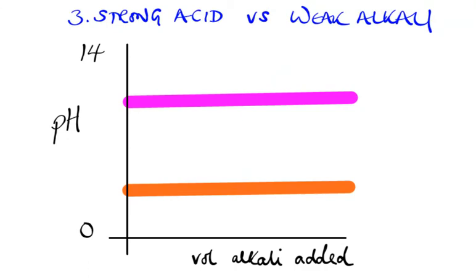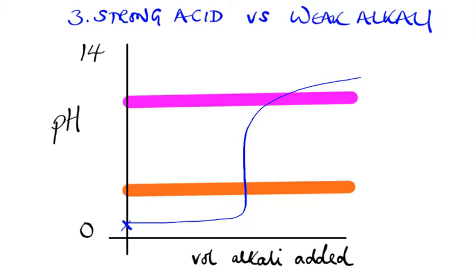The final example is a strong acid versus a weak alkali this time. So again, starting round about 0 to 1, fairly flat to start with, and then we go up, and then probably levelling off around about 10, 11.